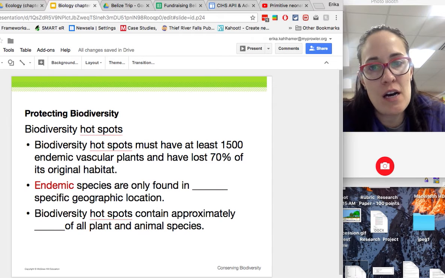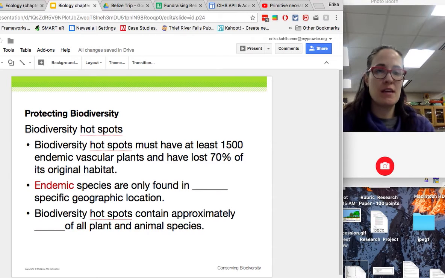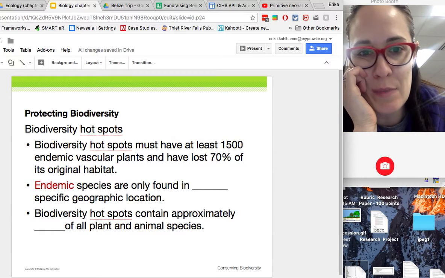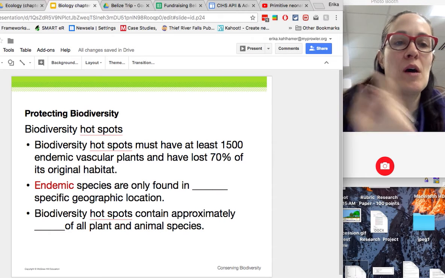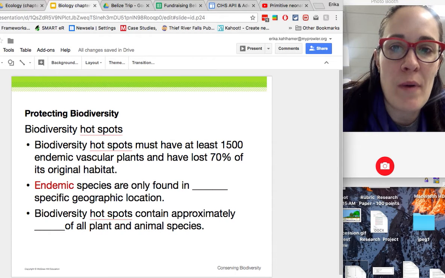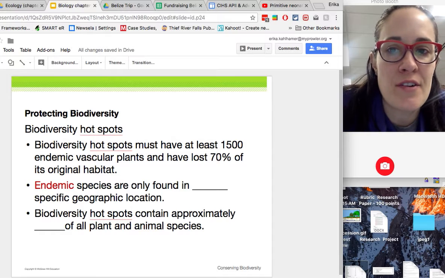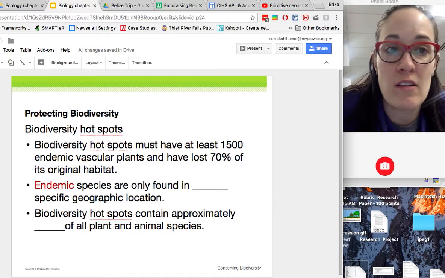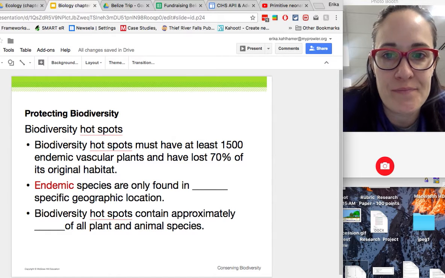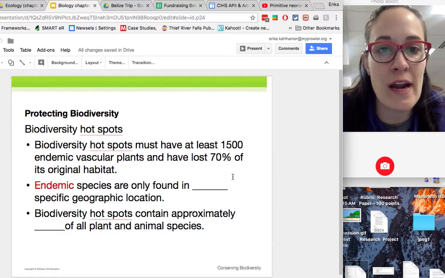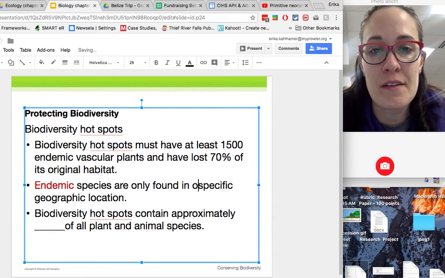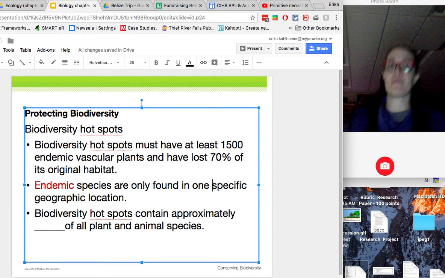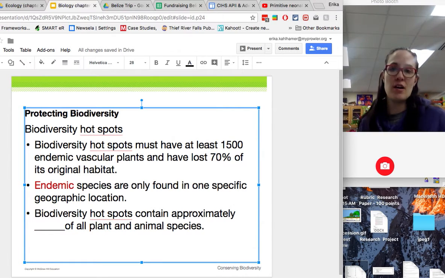Another effort to protect biodiversity is to keep in your mind these things called biological hotspots. A hotspot is a place in our biosphere that has at least 1,500 endemic, natural plants, and has lost a lot of its habitat already. So they are areas of concern, essentially, that things aren't going well there. We want to work to preserve that area. These are called biological hotspots.